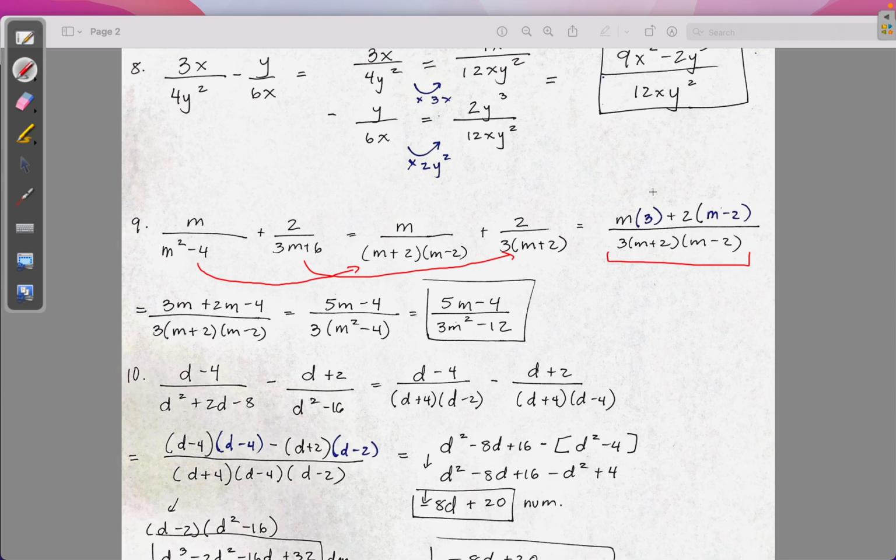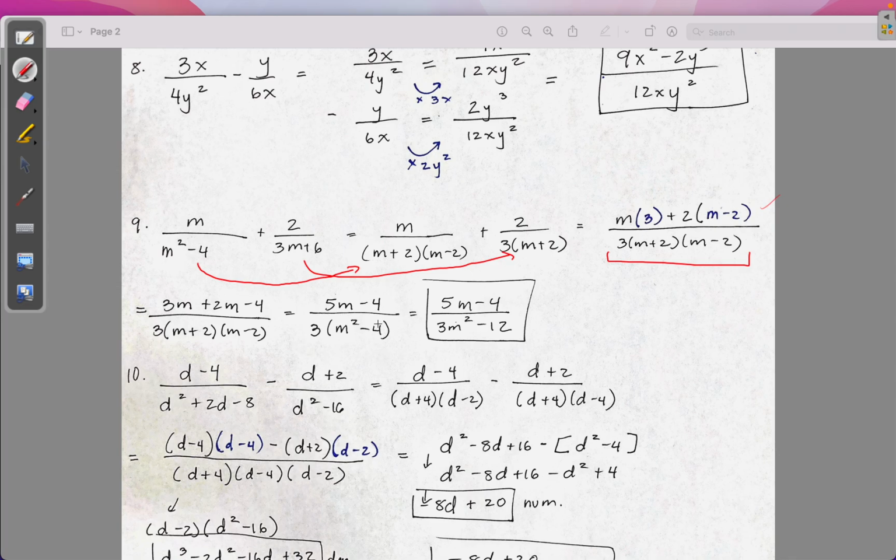Same game is being played up top. I start out with an m. What am I multiplying m by? Well, the number 3, because I multiplied the denominator by a 3. Same thing has to happen here. What did I multiply this by? Well, I multiplied it by an m minus 2. So you'll notice that the existing numerator of 2 gets multiplied by m minus 2. From this point forward, all I'm doing is simplifying. I'm distributing the 3, distributing the 2, adding like terms.